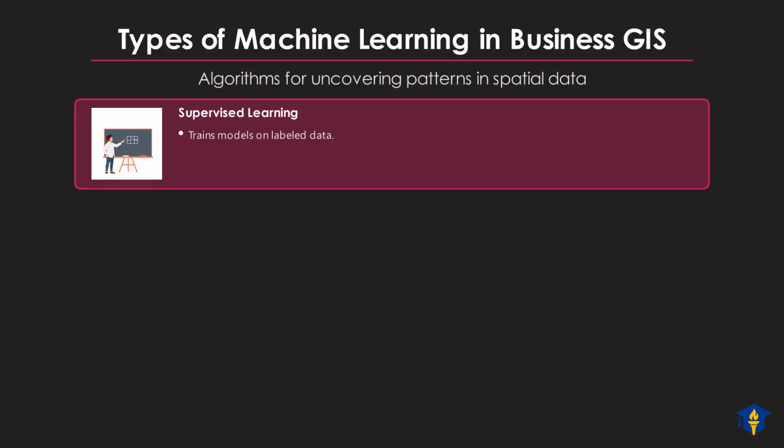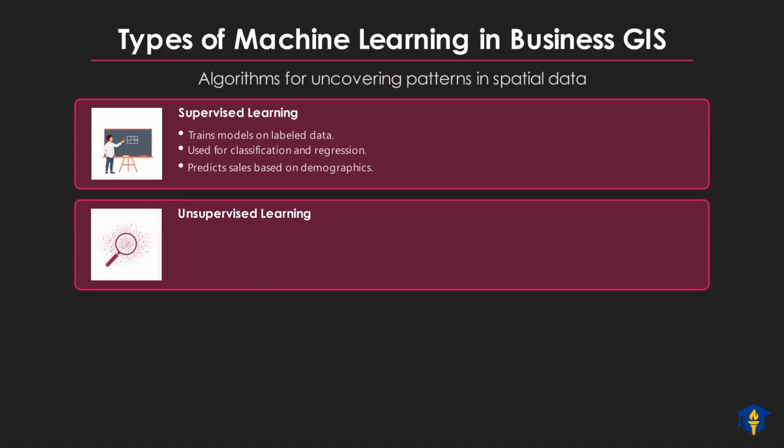This method trains models on labeled data, where inputs are mapped to known outcomes. It is commonly used for tasks like classification and regression in business contexts. For example, it can predict sales based on customer demographics and geographic factors.